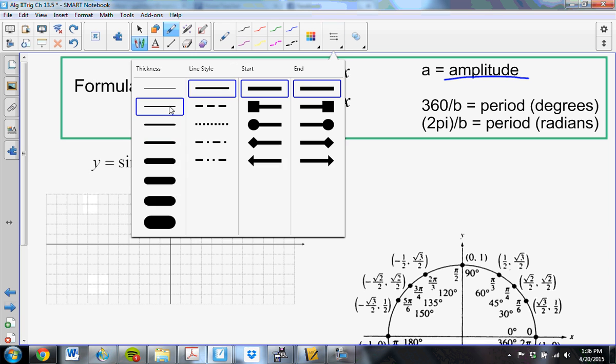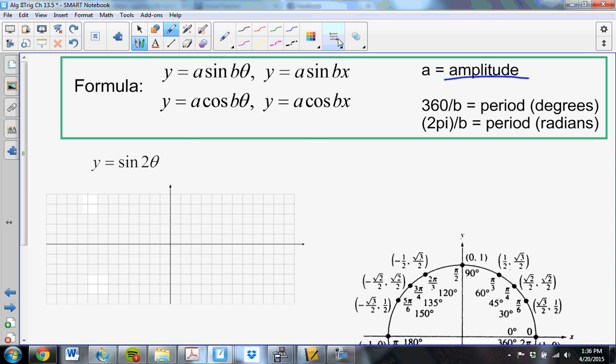So let's just graph another one here. y equals 2 sine theta. The a value is 1, which means that the amplitude is 1. So from the middle, I'm going to go up 1 and down 1. But the b value is 2, so that means that the period is 360 over 2, which is 180.